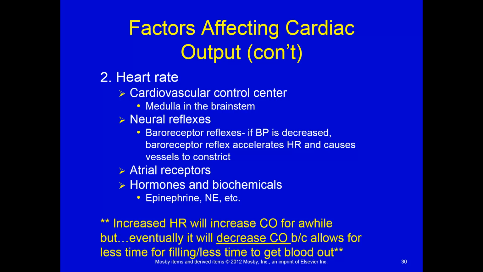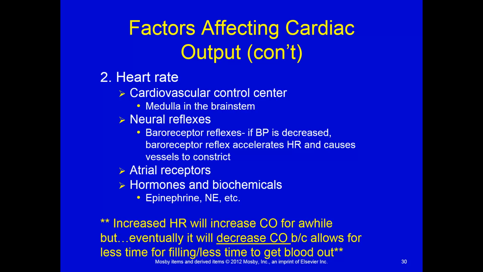There are also some receptors in the atrium that sense volume, sense how much blood pressure is there, and then compensate by changing heart rate. And then obviously other things in our bodies, like hormones and biochemicals like epinephrine and norepinephrine, can also impact our heart rate. Epinephrine and norepinephrine, as we talked about in our stress lecture, are catecholamines. That's the name of that particular chemical family, and they certainly do impact our heart rate as well.